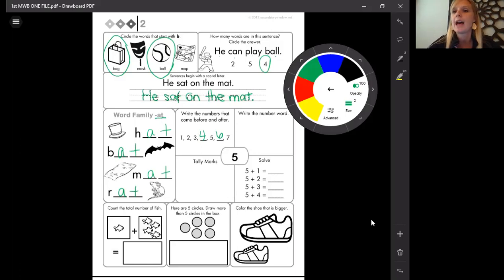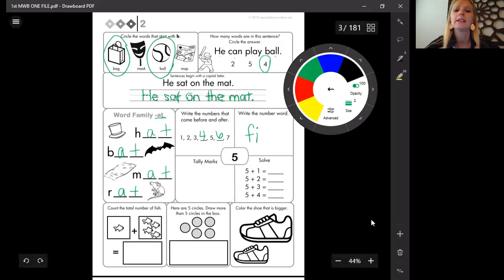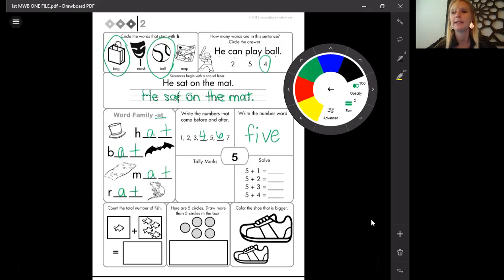So the number 5, what does that start with? An F, I. That's an easy one, isn't it? I, V. And then we'll learn later this year in first grade that in order for this I to say its name, in order for it to say I, there has to be an E at the end, a sneaky E that's coming over and pinching that I and making it say I.